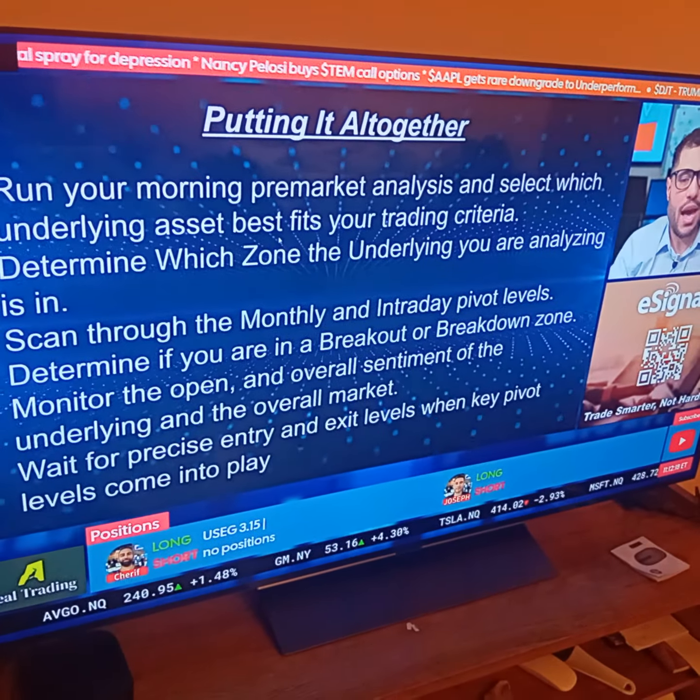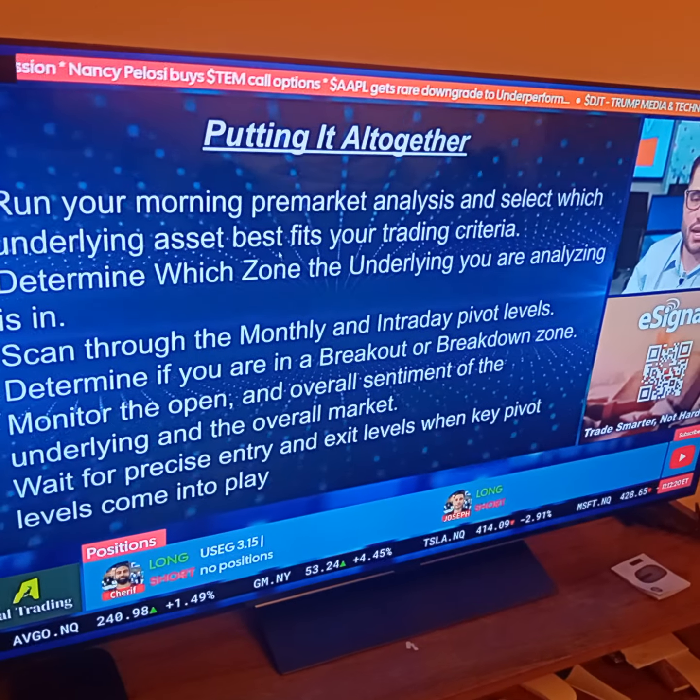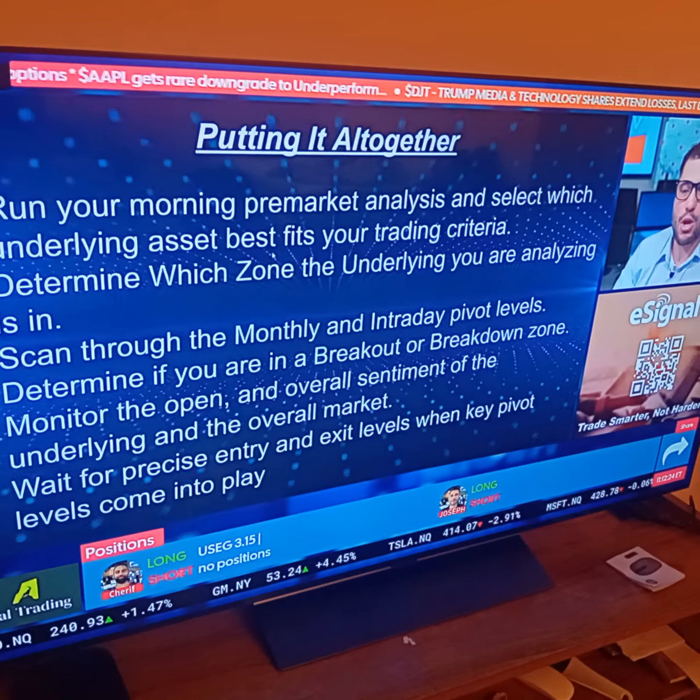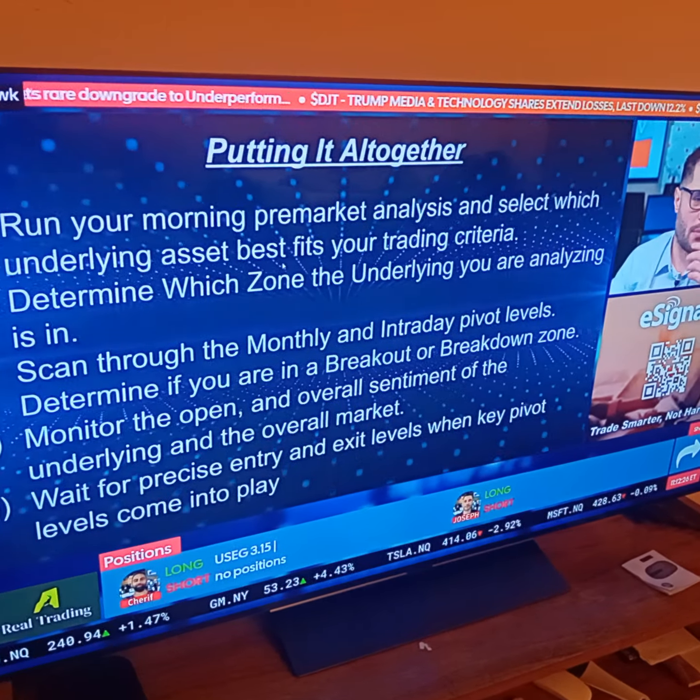Monitor the open and the overall sentiment of the underlying and the overall market. Wait for precise entry and exit levels when key pivot levels come into play.